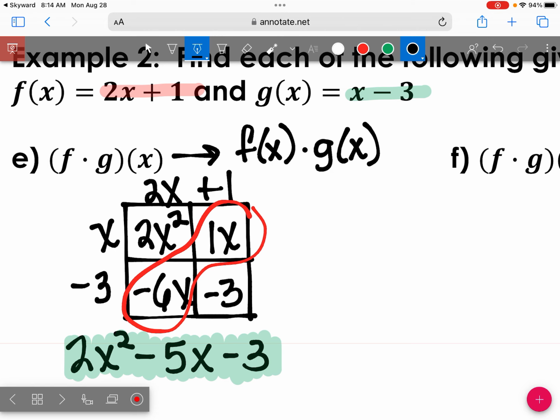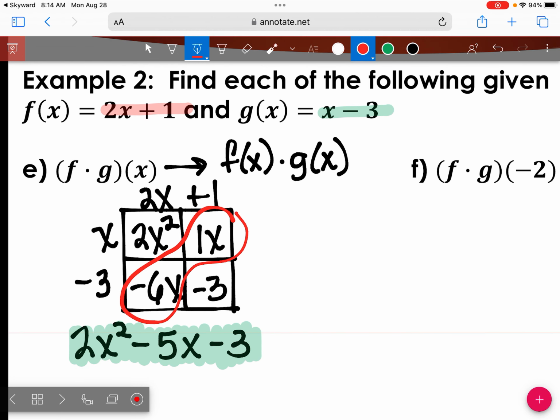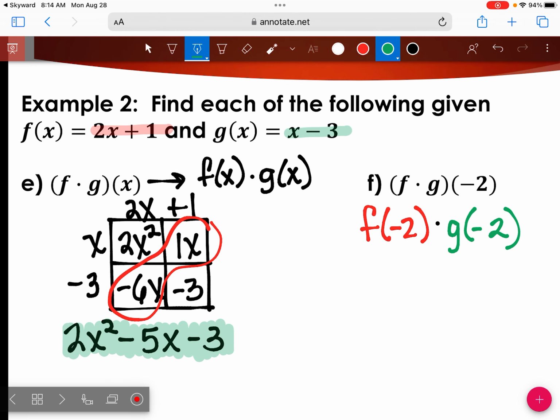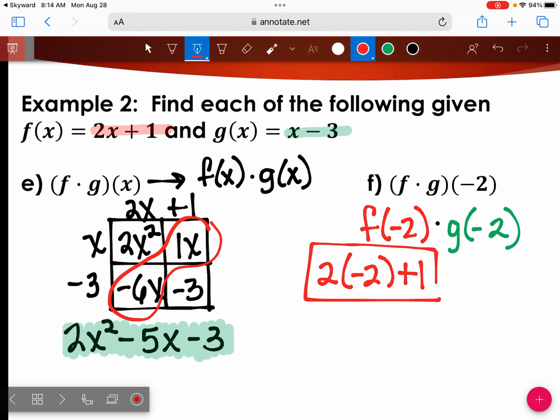So now there's 2 different ways we can do part F. The first way would be to find f of negative 2 and multiply that by g of negative 2. So let's go ahead and do that. If I take my f function, which is 2x plus 1, and I substitute negative 2 into that function, I would have 2 times negative 2 plus 1. Figure out what that number is. Multiply it by negative 2 minus 3. Figure out what that number is.